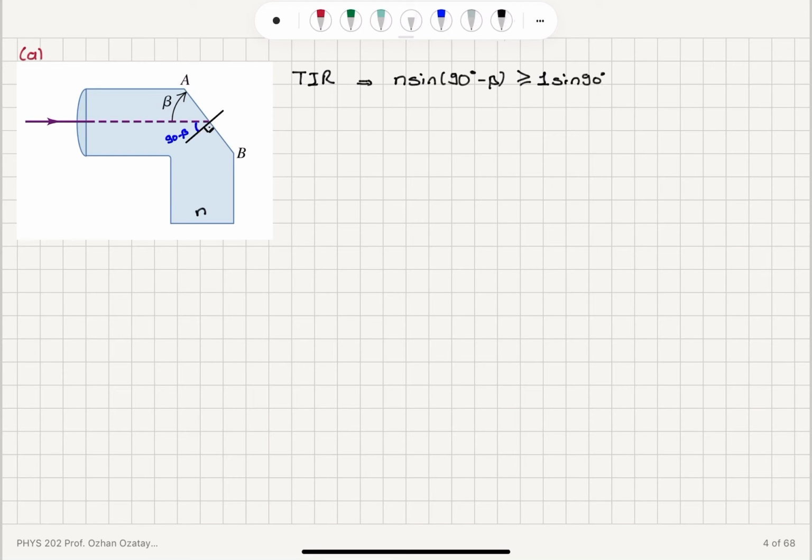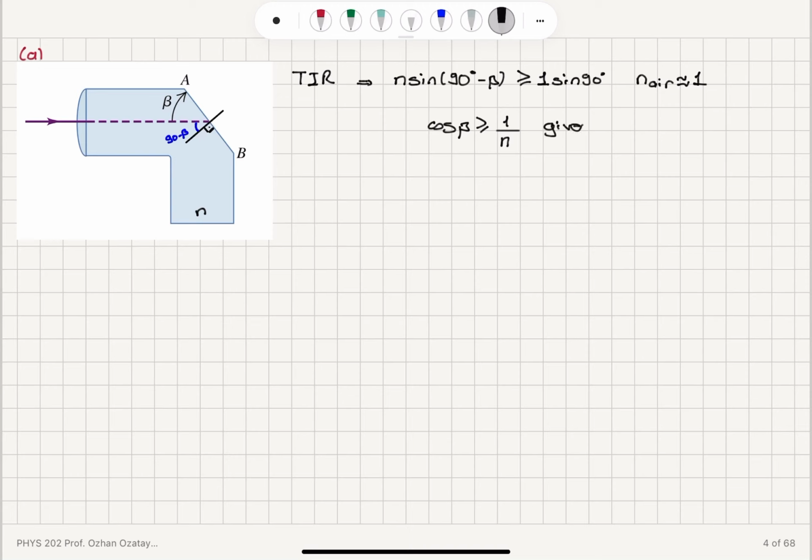So the condition for total internal reflection is that if you have no refraction, the angle of refraction should be 90 degrees or more, so that we will have light staying completely inside. We're taking the index of refraction of air to be approximately equal to 1. So the sine of 90 minus beta is cosine of beta. So cosine of beta should be greater or equal to 1 over the index of refraction of the plastic material.